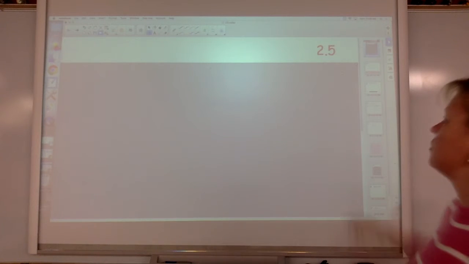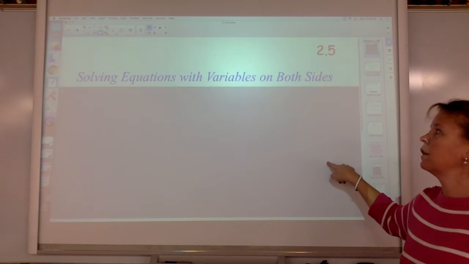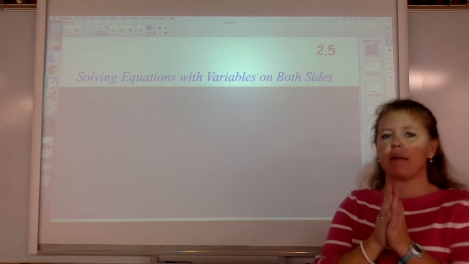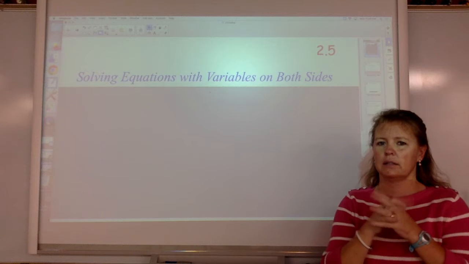Here's your notes for section 2.5. Guess what? We are still solving equations. Yay! Except for this time, the variables are going to be on both sides of the equation.